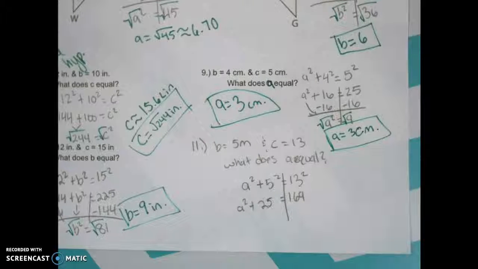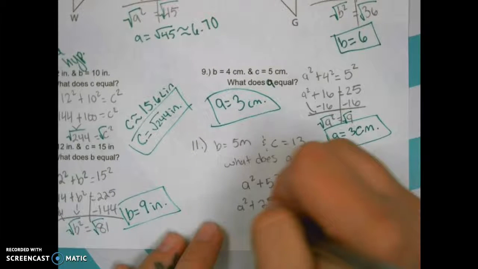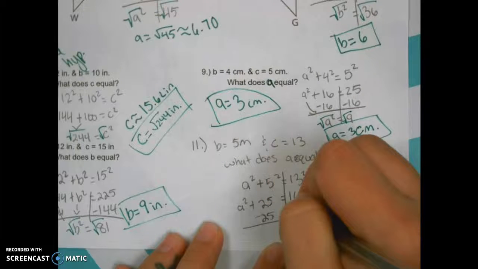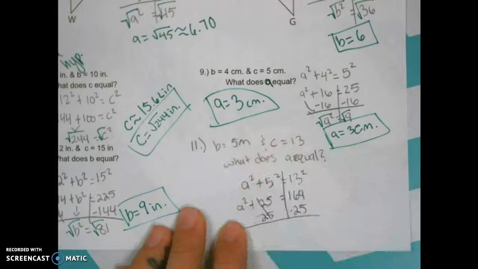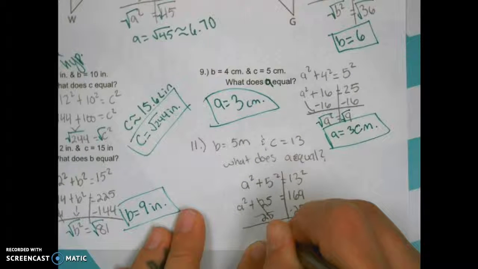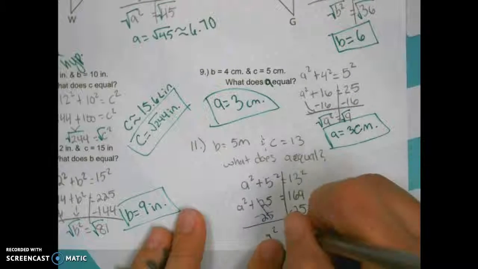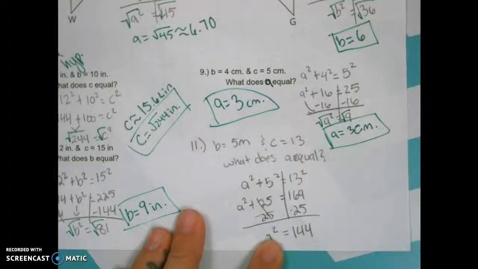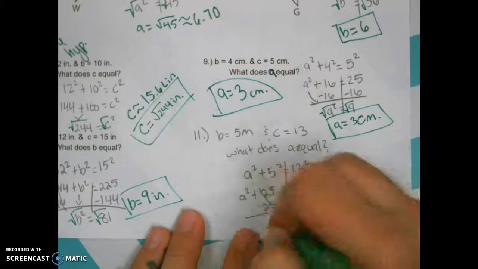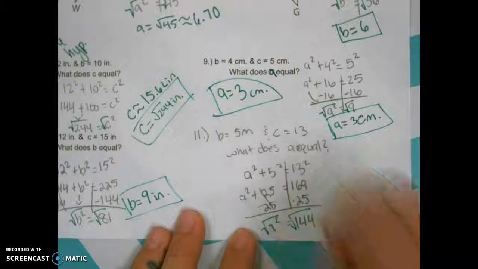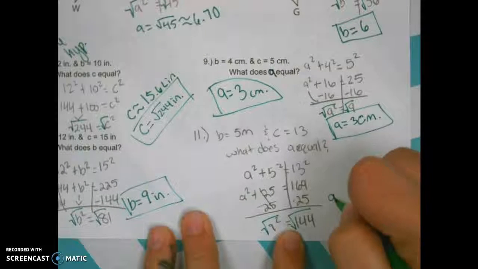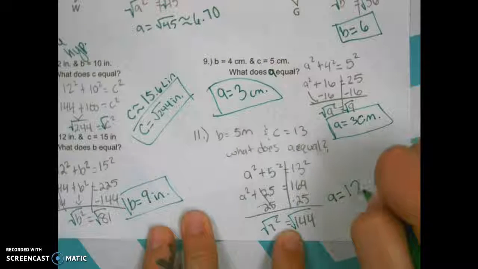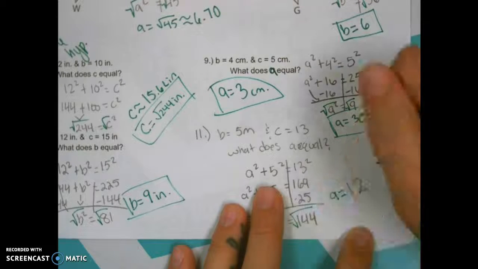Now, the second to last step I need to do is subtract 25 from both sides. Those two cancel. I'm left with a squared equals 144. And we're going to take the square root of a squared and the square root of 144. And this so happens to be a perfect square. So a equals 12 meters.